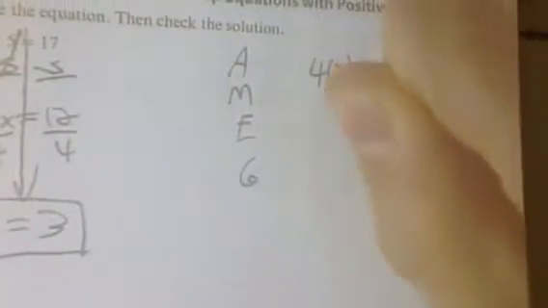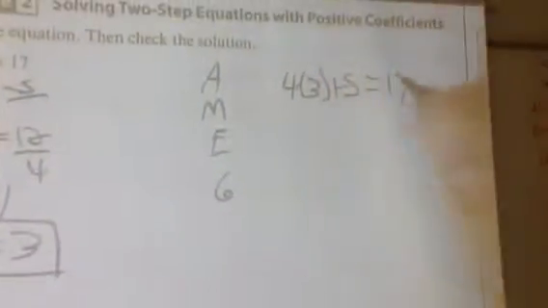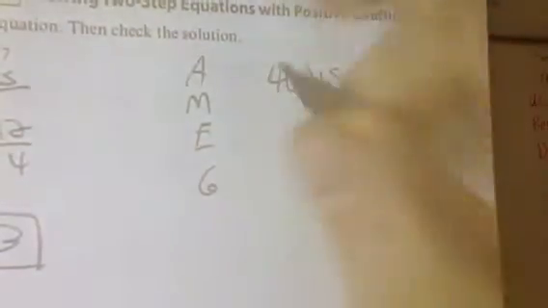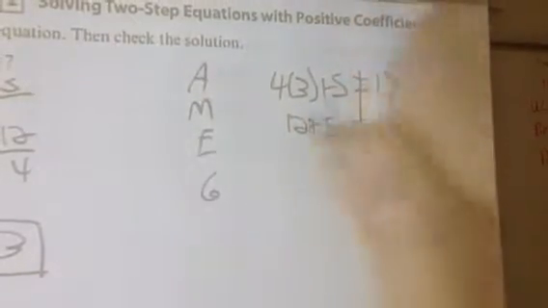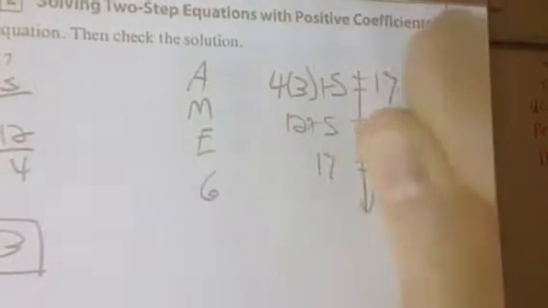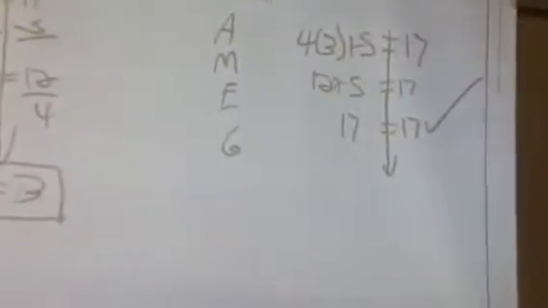It says to solve, then check your solution. To check the solution, plug this back into your original equation. So 4 times 3 plus 5 equals 17. This is my check. Is my answer right? Let's see. Use my order of operations here. Multiply first. 12 plus 5 equals 17. 17 equals 17. When you're solving equations, you're using the inverse order of operations. To check it, use your regular order of operations.